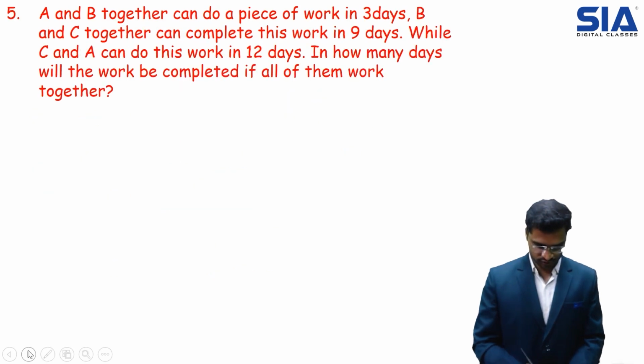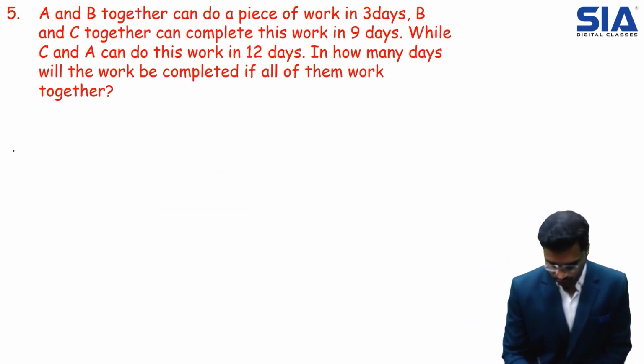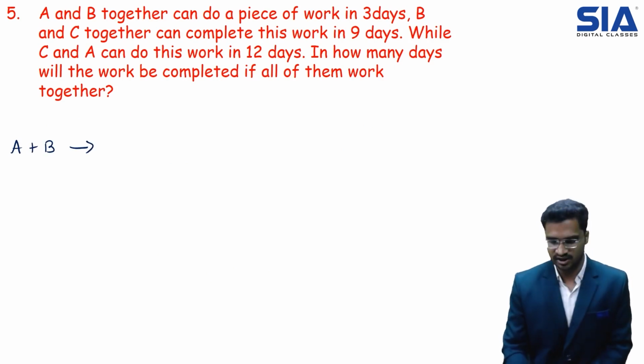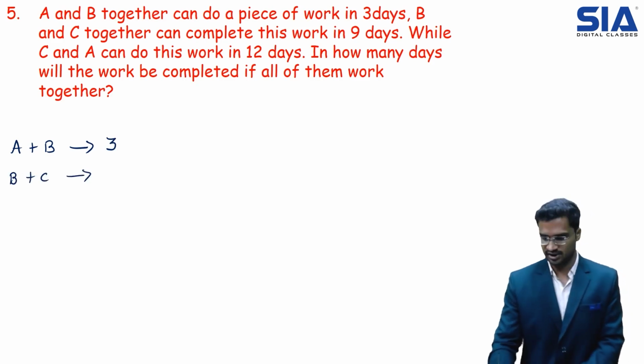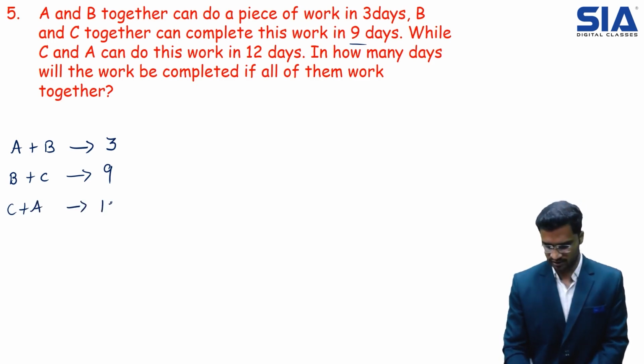Now coming to the next question. A and B together can do this piece of work in 3 days. So here A plus B are working, and if they are working together, they are doing this work in 3 days. Then B plus C are working, and they are doing this particular work in 9 days. And C plus A are working, and they are doing this particular work in 12 days.